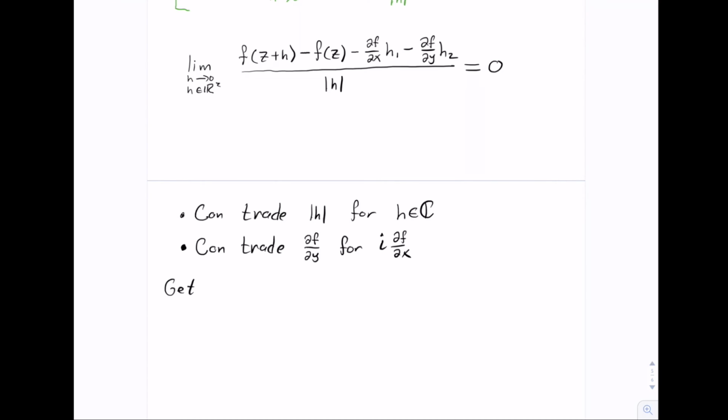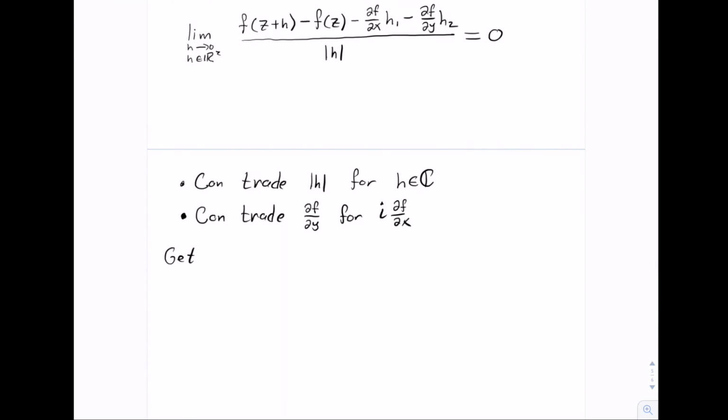So we get that 0 is equal to the limit as h goes to 0, but now we're thinking about h as a complex number. Here we have f of z plus h minus f of z minus, now when I make the trade for partial f partial y for i times partial f partial x, now I have a factor of partial f partial x on both terms. So let me pull that out. Here I have times h1, but then we're going to be adding to that, now I have to remember that I have this i here, so i times h2. But h1 plus i times h2, that's actually just the definition of h.